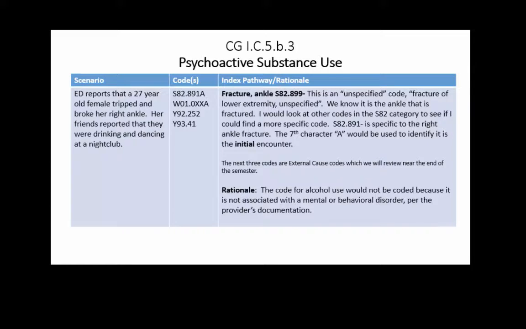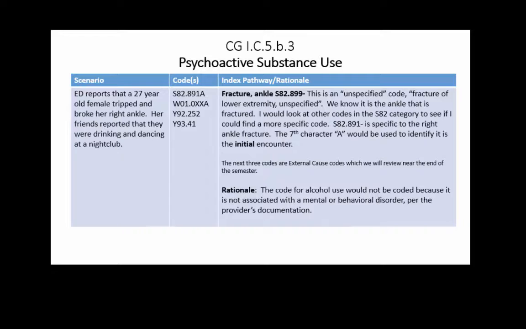The next guideline has to do with psychoactive substance use, when and if it does or does not affect a given situation. If the physician had written that a 27-year-old female tripped and broke her right ankle, and her friends reported they were drinking and dancing, it does not in any way state that she has an alcohol abuse problem or dependence problem, so you would not code that. You wouldn't want to add that to this record.